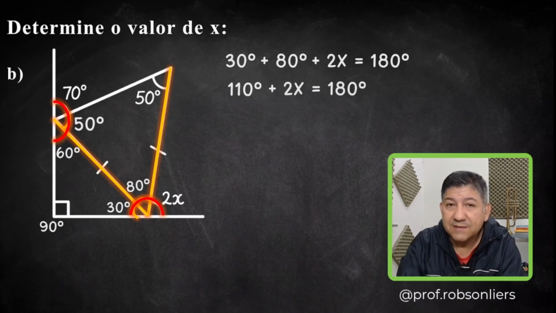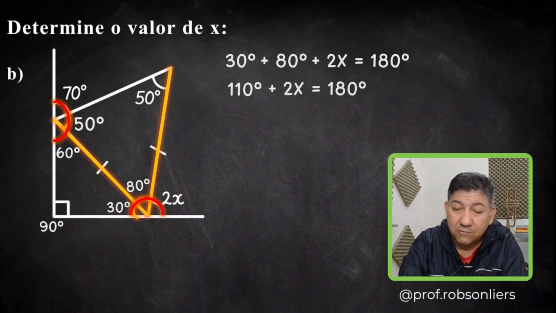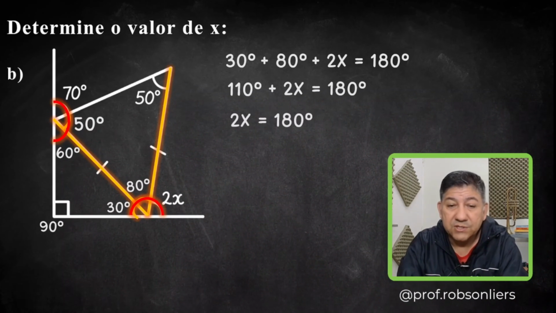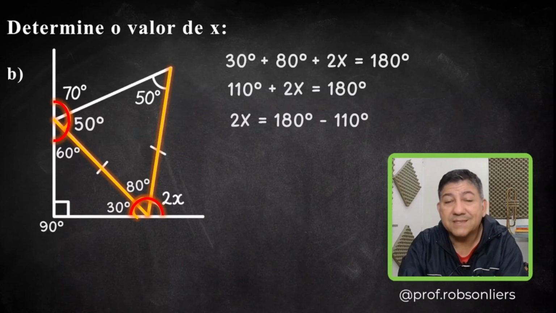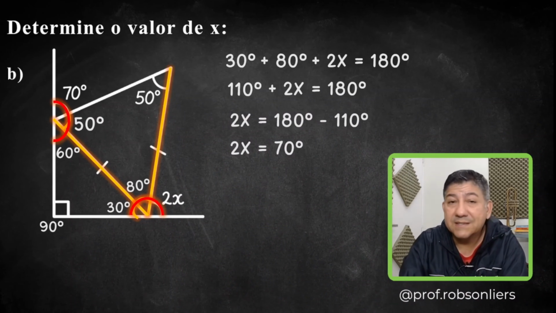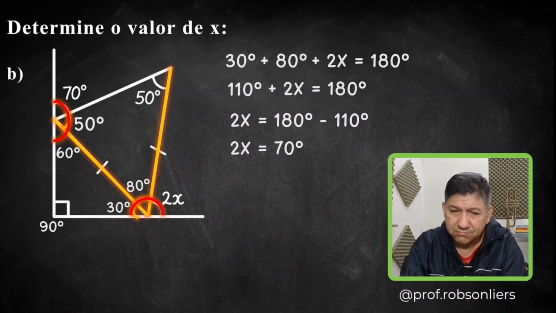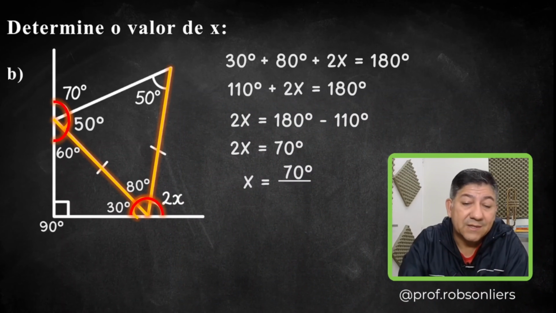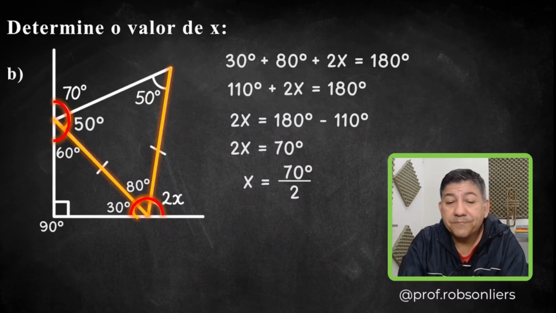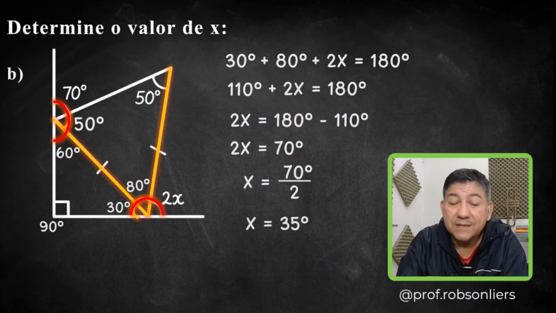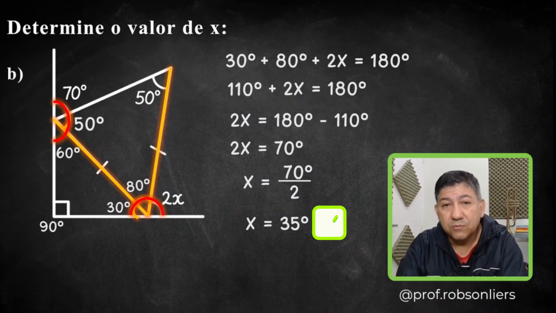Let's take the 110 and move it to the other side of the equation, subtracting. So 2x equals 180 minus 110. Solving this subtraction, 2x will be equal to 70 degrees. Since we want to find the value of x, let's take the 2 and move it to the other side of the equation, dividing. It's already multiplying, so move it to the other side, dividing. So x will be equal to 70 degrees divided by 2. 70 divided by 2 is equal to 35 degrees. That means the value of x in this figure is 35 degrees.